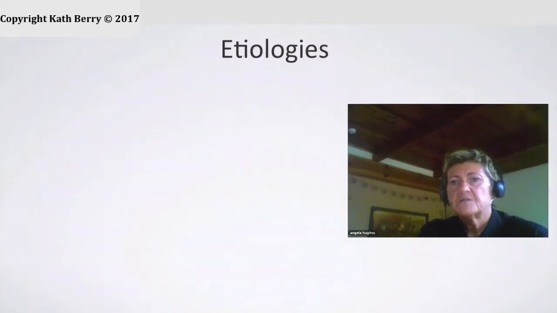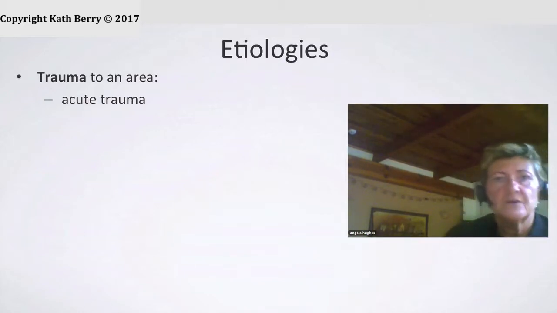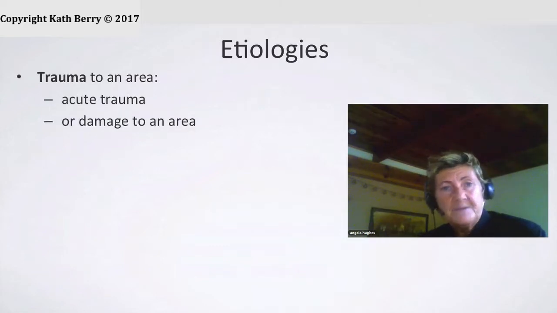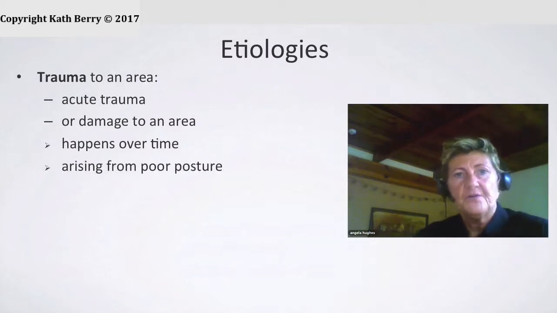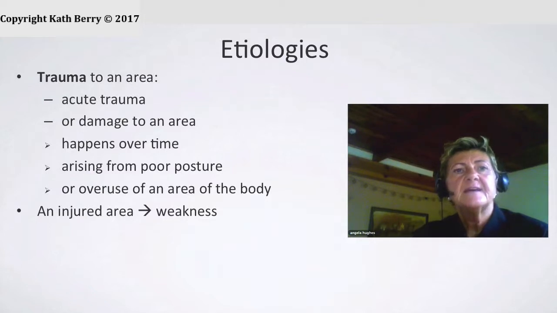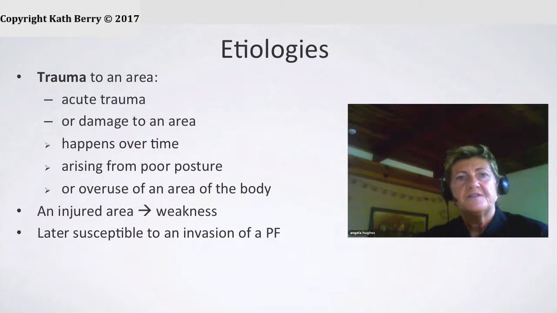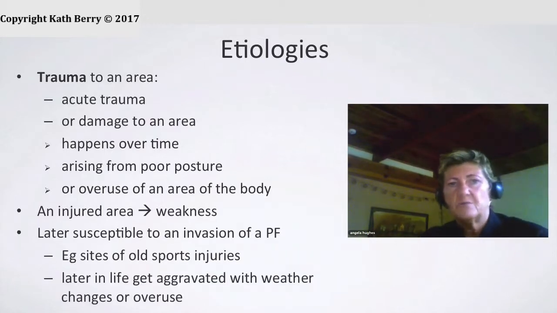I want to look at some of the etiologies of Bi syndrome. Firstly, trauma to an area can contribute to Bi syndrome. This can be an acute trauma or damage to an area that happens over time, say from poor posture or from overuse of a certain area of the body. An injured area sets up a weakness that can later be susceptible to an invasion of a pathogenic factor. Think about sites of old sports injuries that later in life get aggravated with weather changes or overuse.